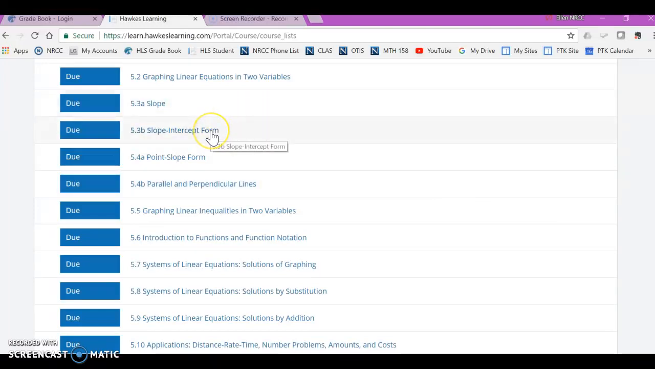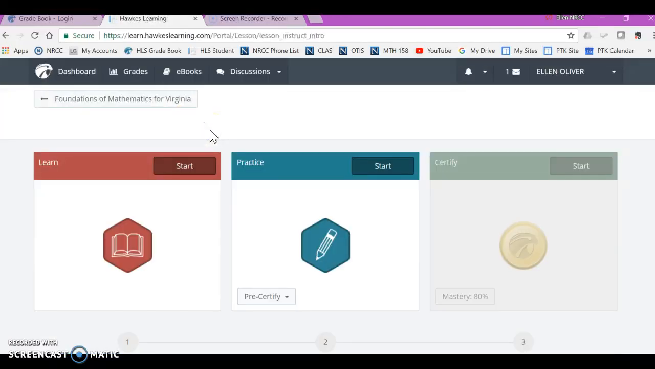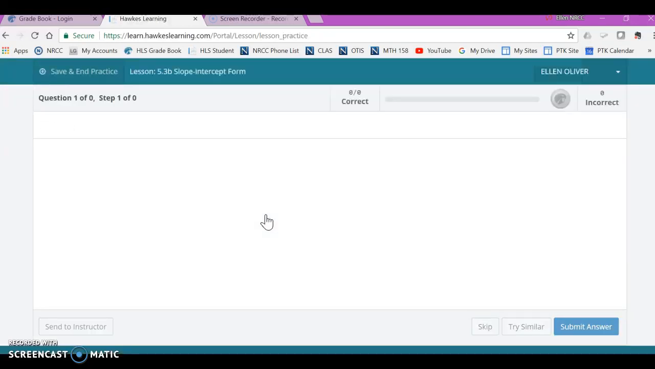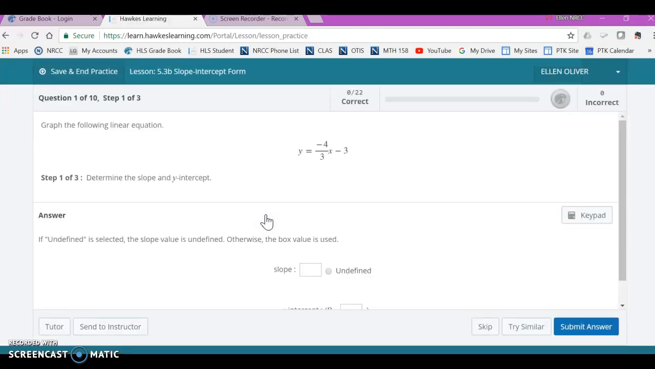All right, this video is the slope-intercept form 5.3b. This section tends to give people trouble if they don't really read carefully or understand what's being asked. But once you understand what's being asked, it's really not that bad. So graph the following linear equation, but we're going to do it in steps. So first, determine the slope and y-intercept.